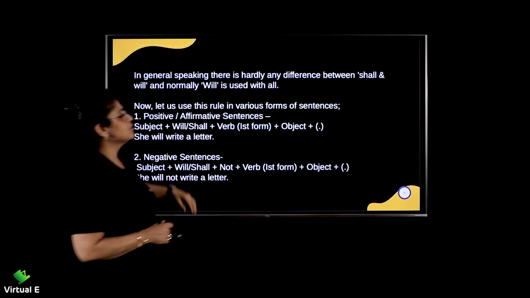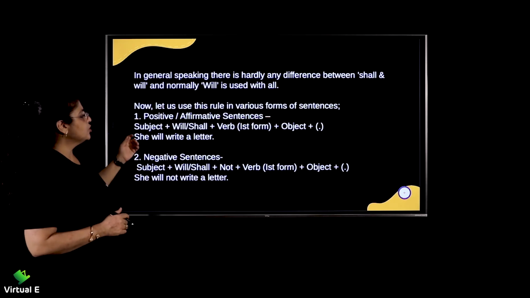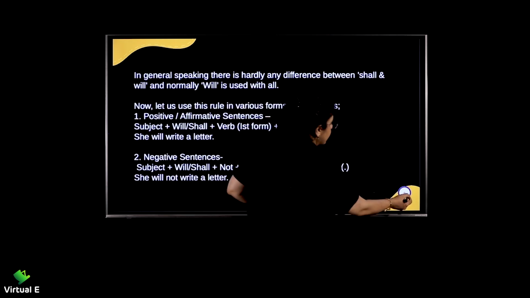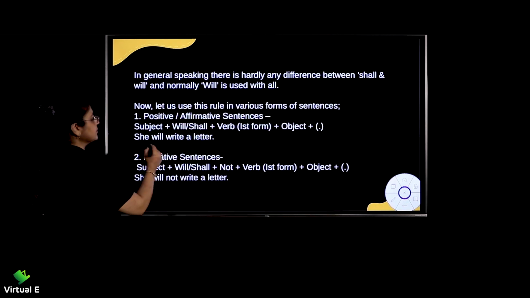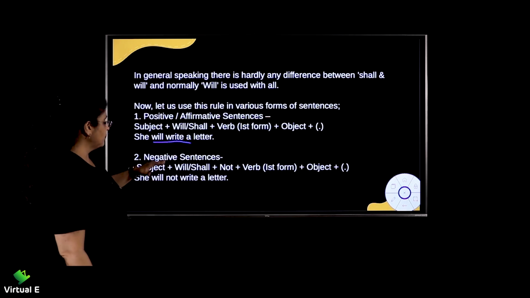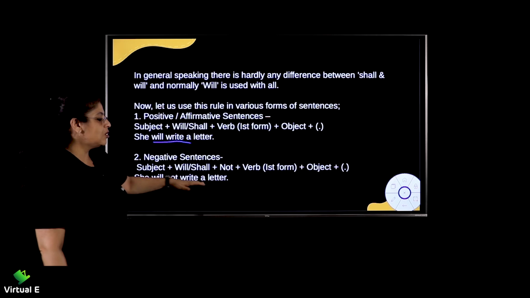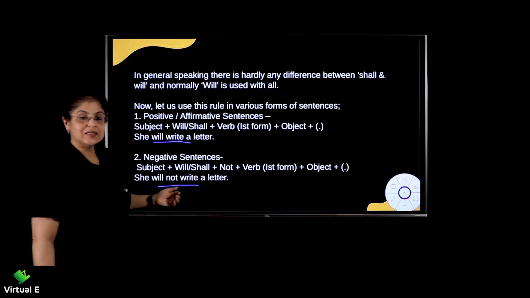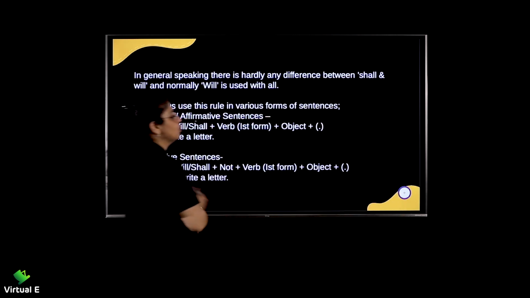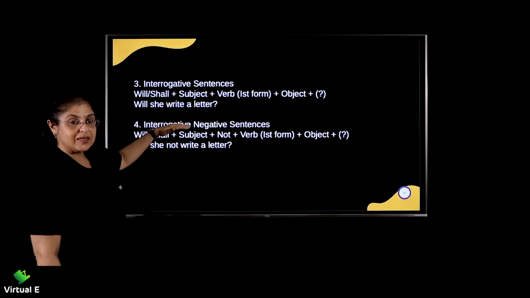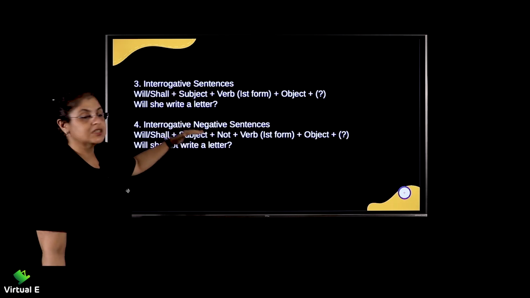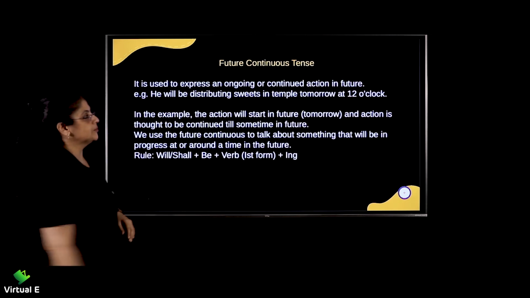Now, let us use this rule in various forms of sentences. She will write a letter. So here you have the keyword will, and here write is there. Will, future tense, write in the first form of the verb. She will not write a letter. So when you want to negate a sentence, it is will not write. Very common, we have been doing this. Just a quick recap for you people. Will she write a letter? You're asking a question. Will she not write a letter? Again, you're making an interrogative negative question in the future form.